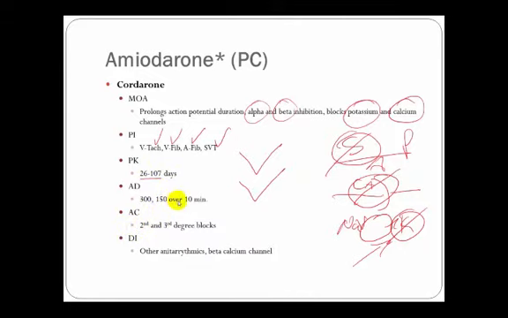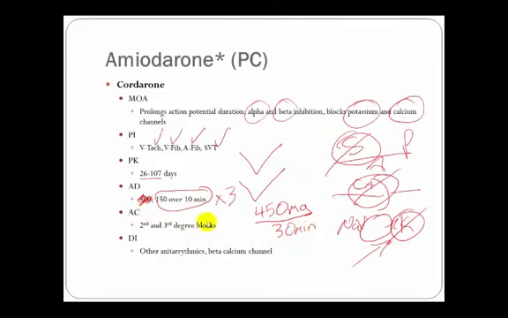And the adult dose is going to be 150 milligrams over 10 minutes. We're going to do this times 3 for a total of 450 milligrams. However, I want you to be aware that 450 milligrams will go in over 30 minutes.